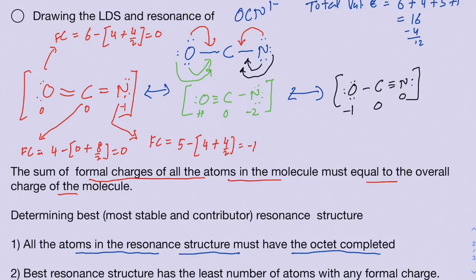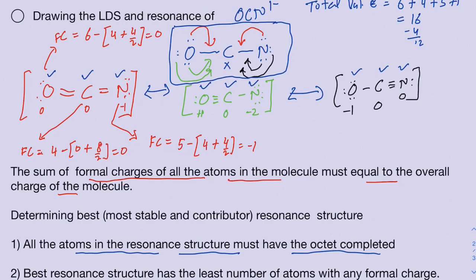But when I look at every single one of those atoms, the oxygen in the first resonance, carbon, and the nitrogen, they all have 8 electrons around them, so they all have the octet completed. So that's the very first thing you always want to look for. And that's the reason this original structure that we created wasn't a good resonance structure, because carbon did not have an octet completed there. Okay, so if that doesn't differentiate, you move on to the second one.